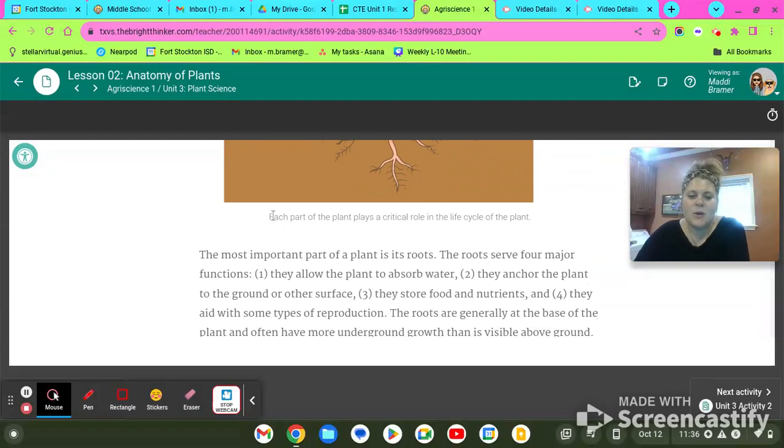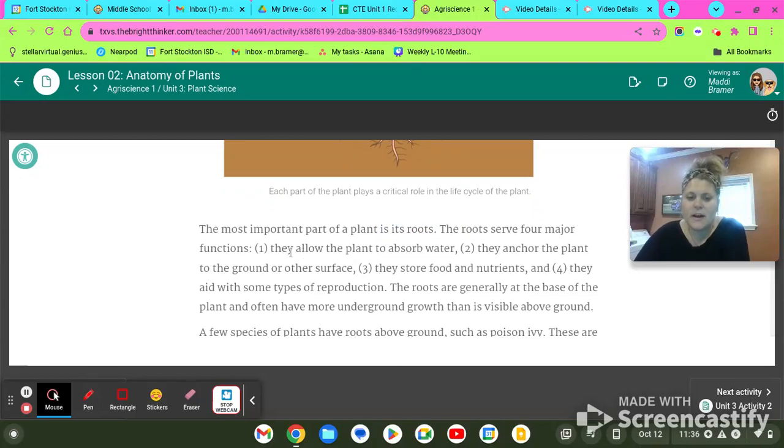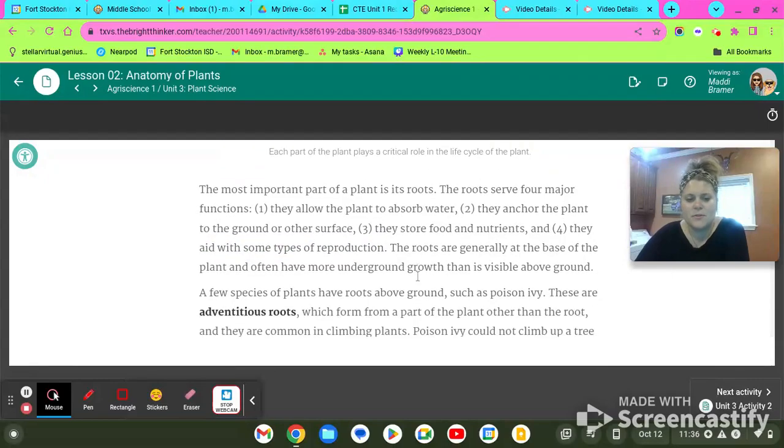All right, it says each part plays a critical role in the life cycle of the plant, and that is very true. So the most important part of the plant are the roots. Roots are very important. They're how the plants get their water. They're how plants also get their food. They anchor the plant to the ground or the other surface. Not all plants grow in the ground. Some grow in the side of buildings, but those roots are what anchor it. They aid with some types of reproduction. So very, very important are roots.